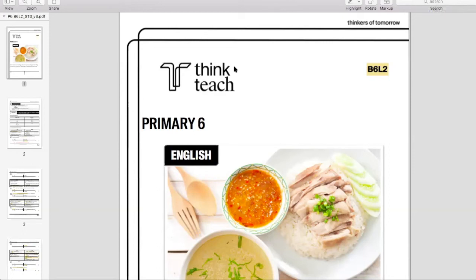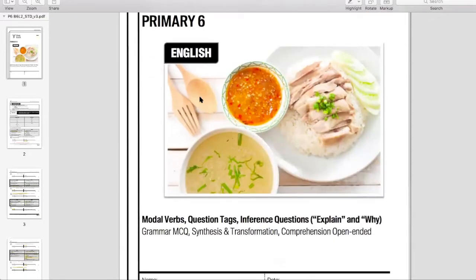Okay, let's start. Today's worksheet is very important in preparation for your Paper 2. We're going to start with grammar. What we're going to do for grammar is focus on grammar MCQ and modal verbs.